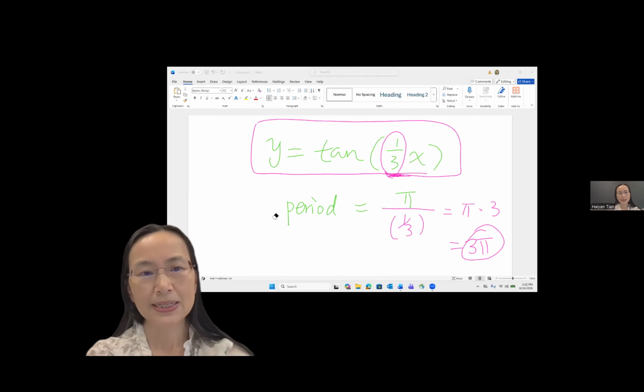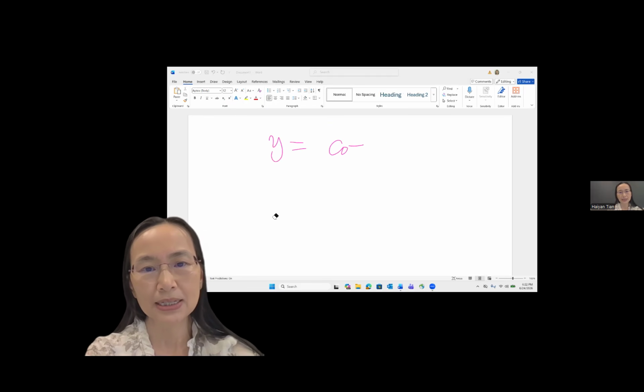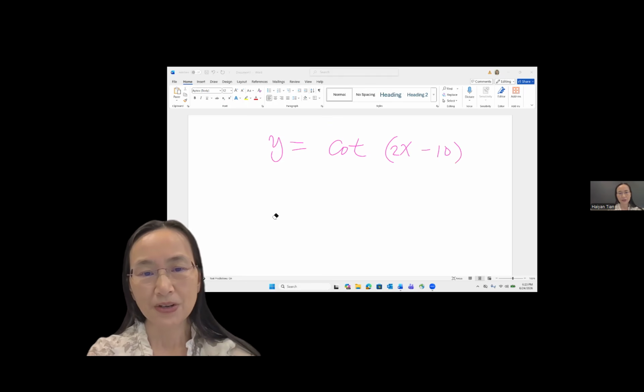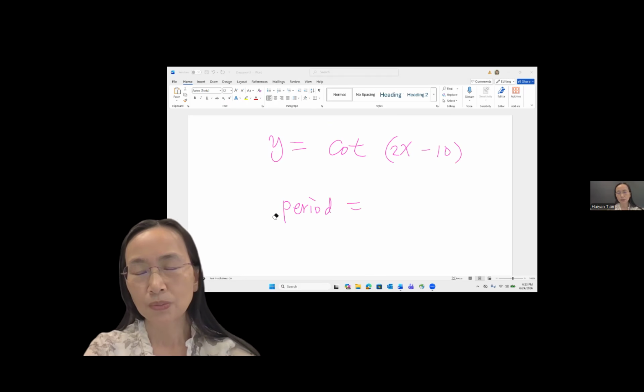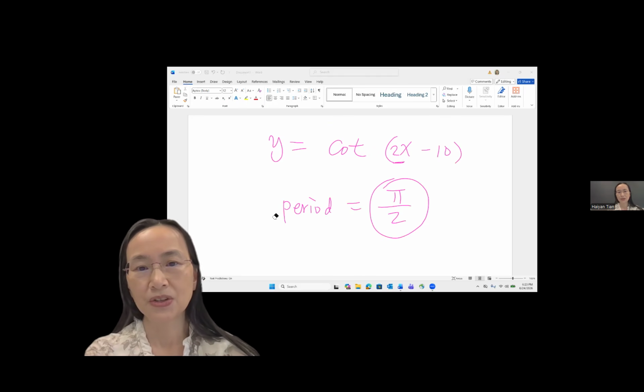And same thing for the cotangent. If I write a cotangent function, suppose I have cotangent of 2x minus 10, what is the period of this function? The basic cotangent function has a period pi, right? But this one is not basic, so we should use pi over this number. So it's pi over 2. So half of pi is the period of the given function.